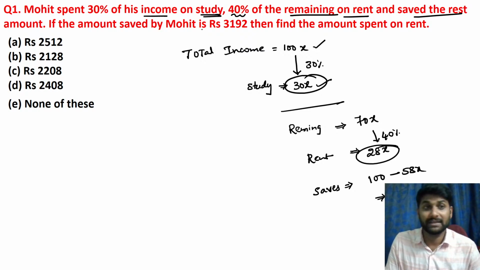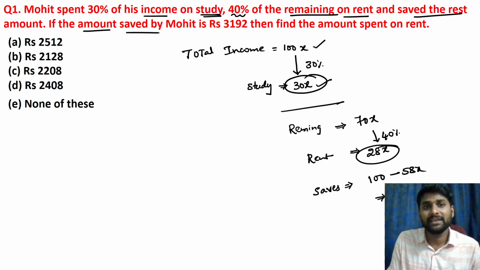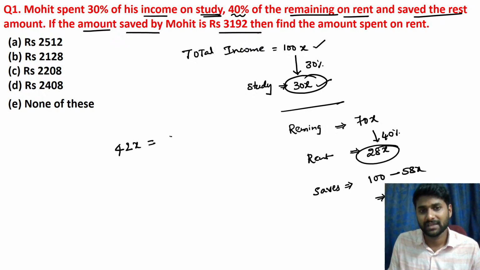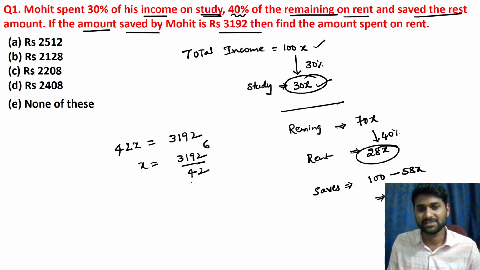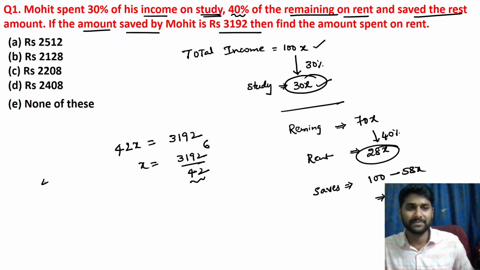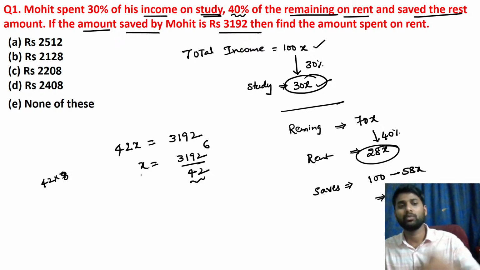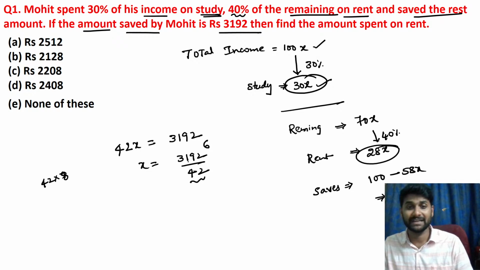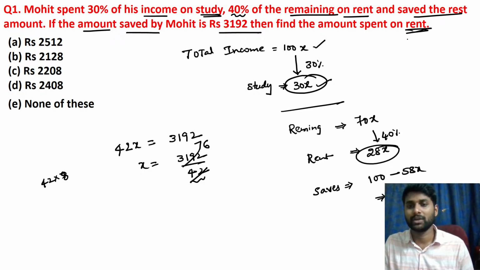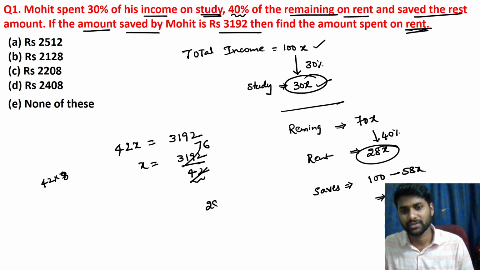Here there is one confirmed piece of information for comparison. The amount saved by Mohit is 3,192. So the saving value 42x is equal to 3,192, and the value of x is exactly equal to 3,192 divided by 42. Now 42 into 6 is 252, so 42 goes into 319 how many times? If it is 8 times, the value becomes more than 320, but we require only 319, so it is 7 times, and the quotient is 76. Finally, how much did he spend on rent? Rent is exactly equal to 28x, so 28 into 76 is your final answer.